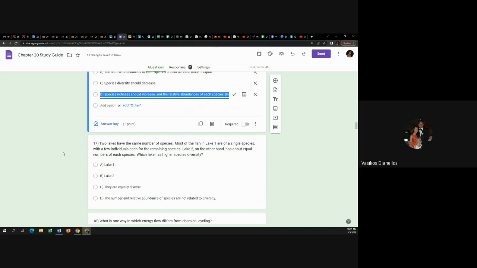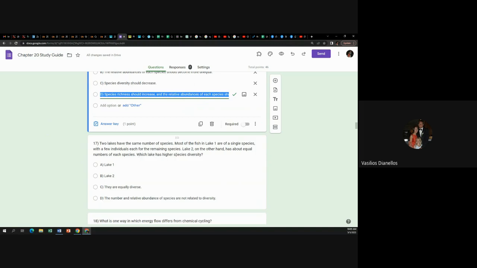All right, 2 lakes have the same number of species. I basically already talked about this with the humans in Hamblin and the cats and dogs, but here we go. Most of the fish in Lake 1 are of a single species with a few individuals of the remaining species. Lake 2, on the other hand, has about an equal number of each species.